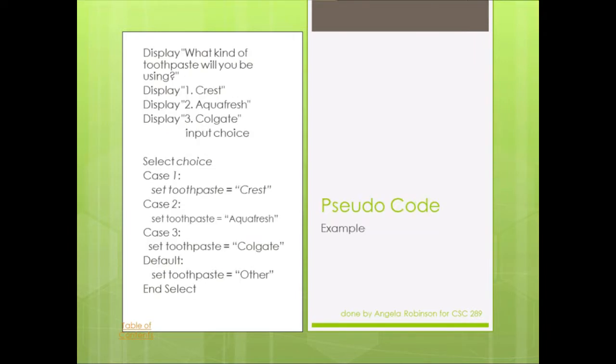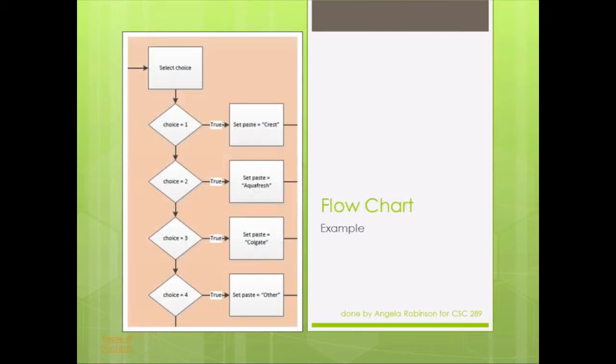Here is the pseudocode of a case statement, which I used in my brushing teeth program, for picking what kind of toothpaste to use. I displayed the question asking what kind of toothpaste the user wants to use, and the choices to choose from. After the user inputs their choice, I compare that to the different cases. If they didn't choose any of them, I put the default to Other. Here, I show the flowchart for that same case statement. Since Raptor doesn't have a case statement symbol, I made this chart in Microsoft Visio.